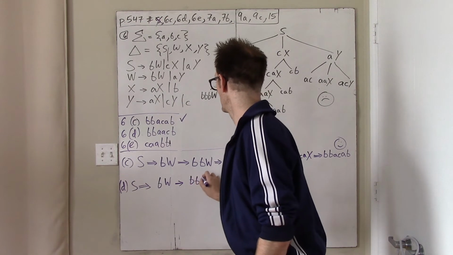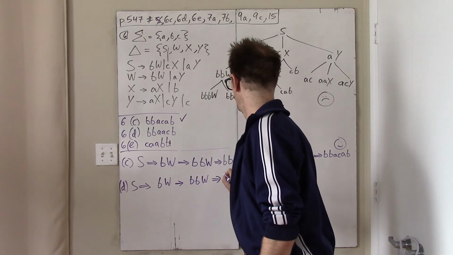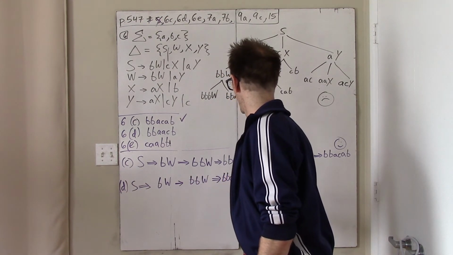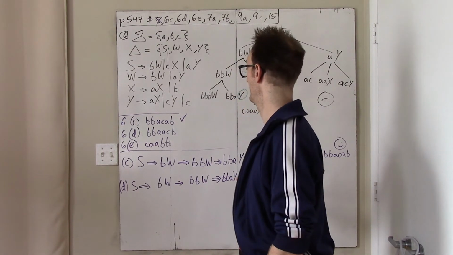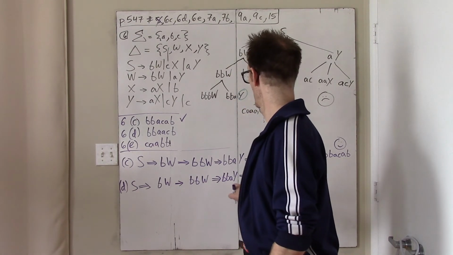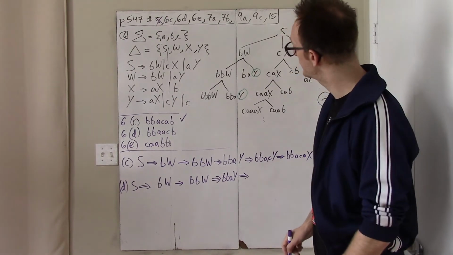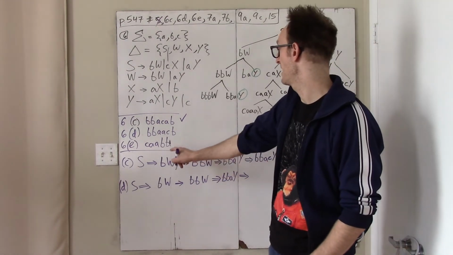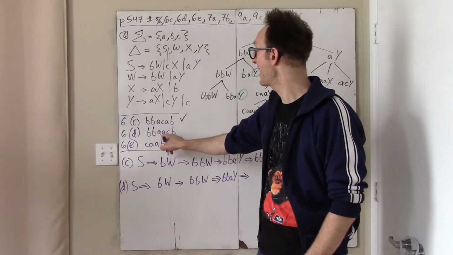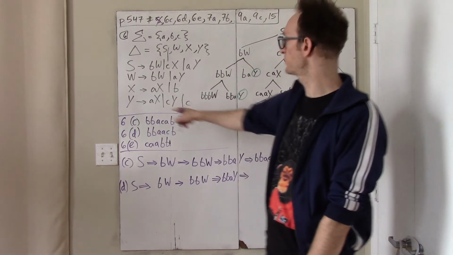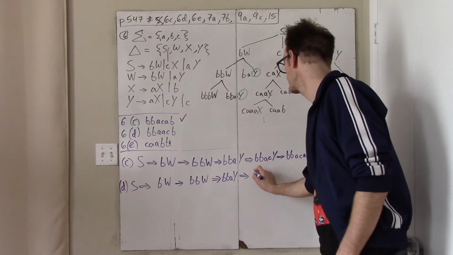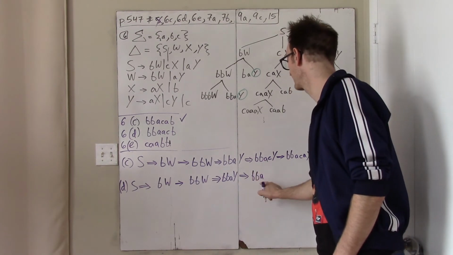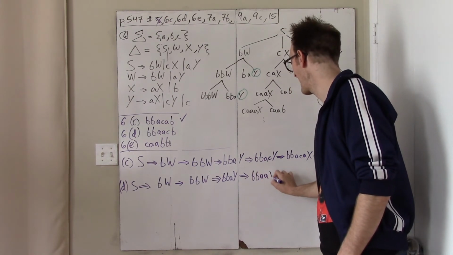So B, B, W, B, B, A, Y. But now, when I go to do my Y, my next character has to be an A, because I'm trying to make BBAA now. So I have to use the AX rule, and so this becomes BBA. In place of Y, I write AX.